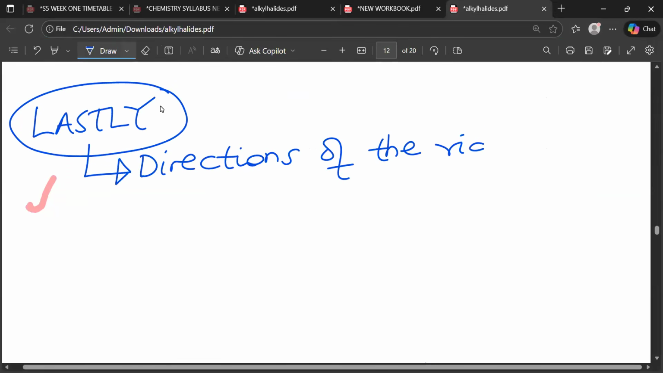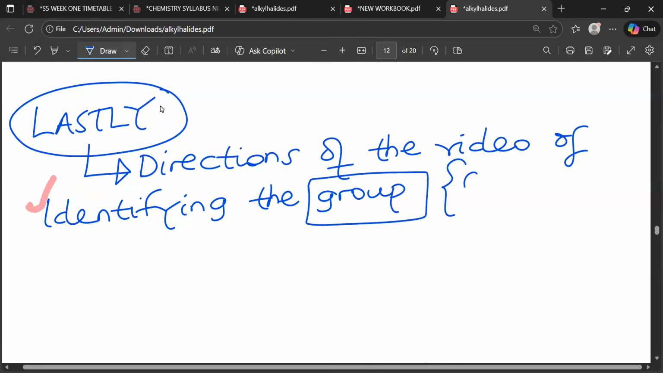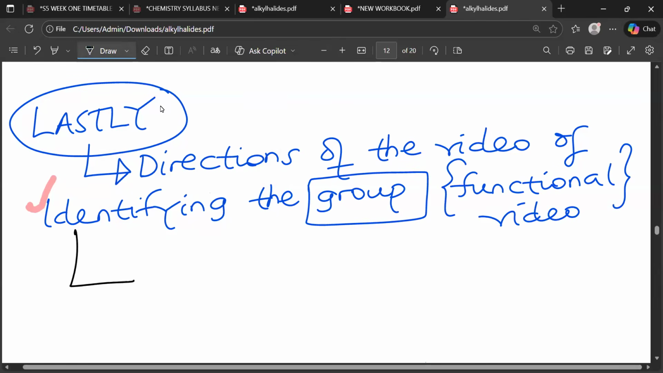The directions of the video of identifying the functional group. Of course, I mean the functional group one. I told you that video is already recorded and uploaded, so it's just a matter of going there and revisiting it. I told you I will never repeat myself as far as identifying functional groups are concerned.